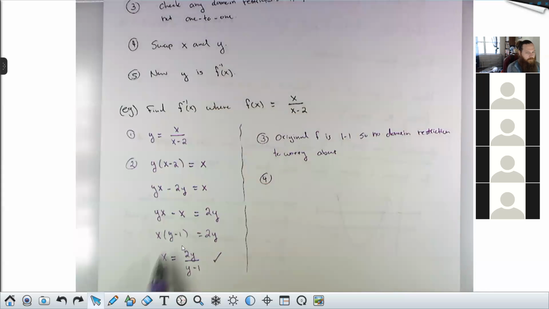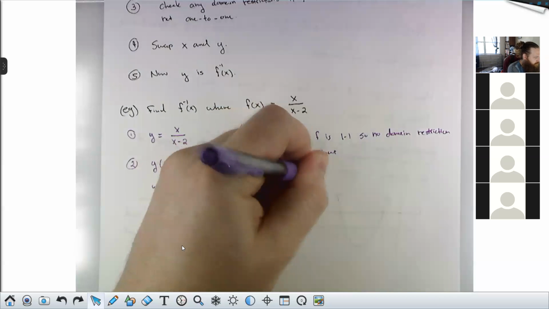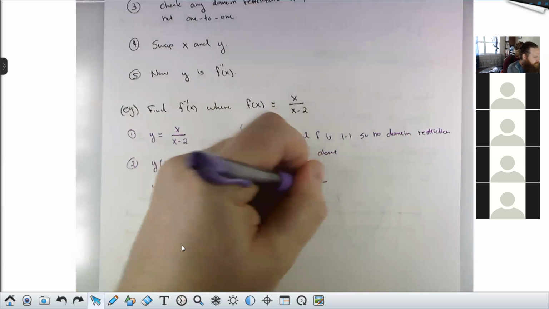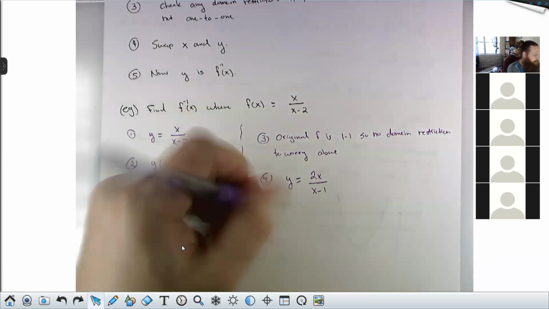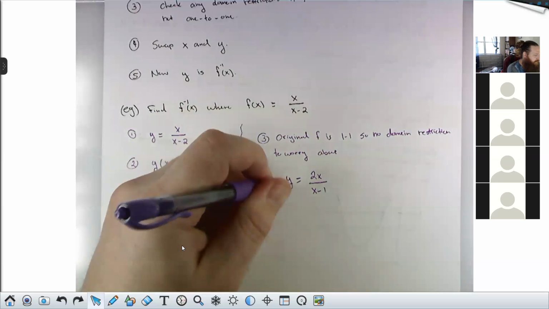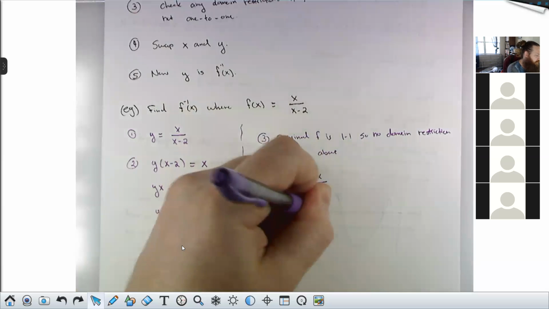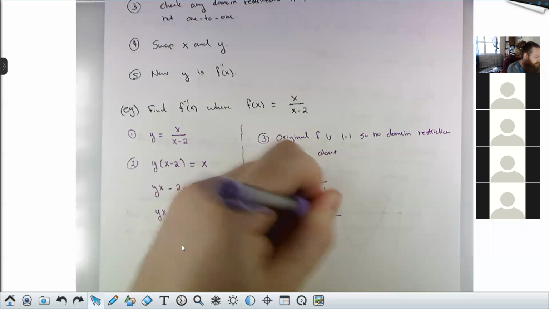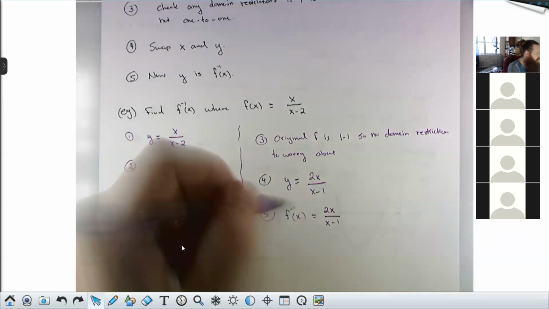So I take this expression right here, and just where there's an x, I write y. Where there's a y, I write x's. So that's going to be y equals 2x over x minus 1. And now finally, this y is f inverse. So f inverse of x is 2x divided by x minus 1. And that is your inverse function. You are done.